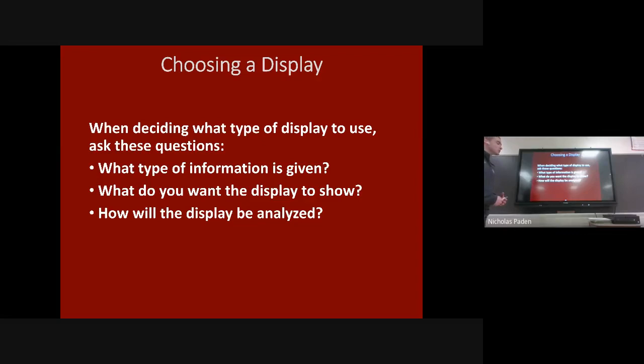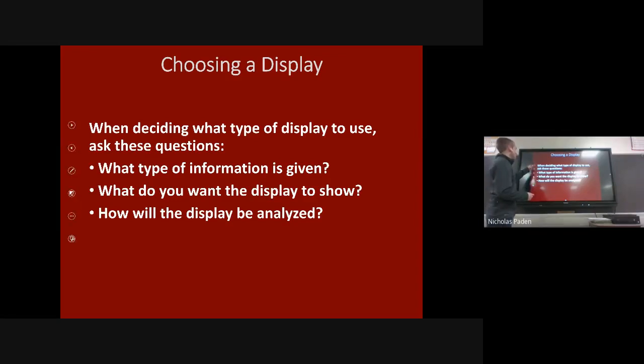So really, we just need to make sure we figure out what are we trying to show and how are we going to do this. And so a lot of times, like I said, there'll be more than one correct answer. We just need to make sure it can effectively answer those three questions.